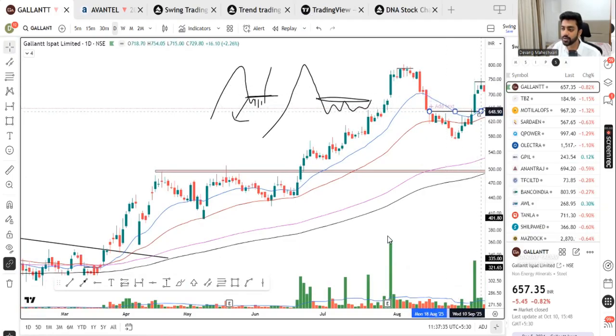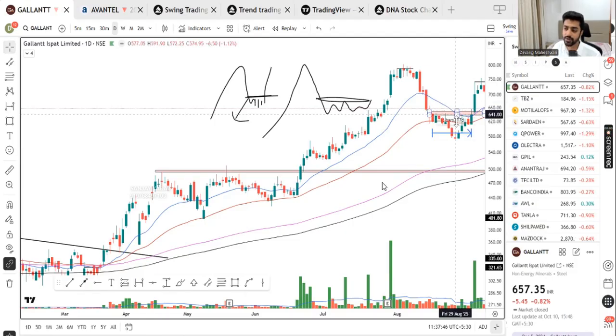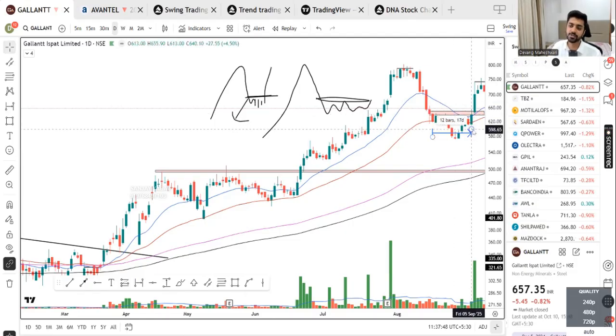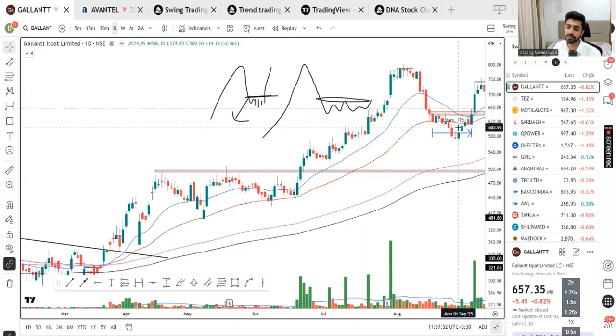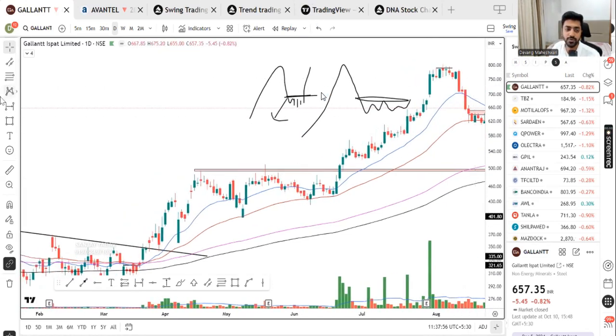How many candles are up here? If you look at this base, there are only 12 candles, which is very less. You need to have at least 3 to 4 weeks up here, that is 15, 16 to minimum 20 candles. When you're making an up down base, if it is very small, let's say for example, what if it was this much only, and here the stock simply moved back up.